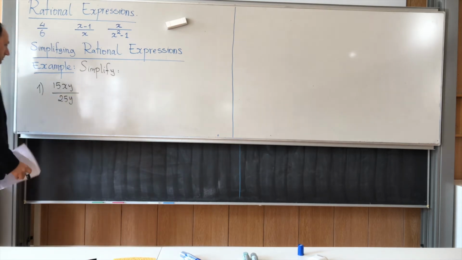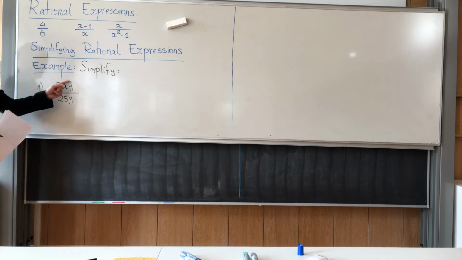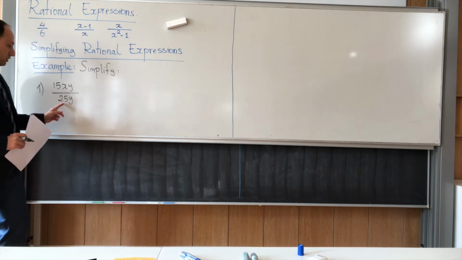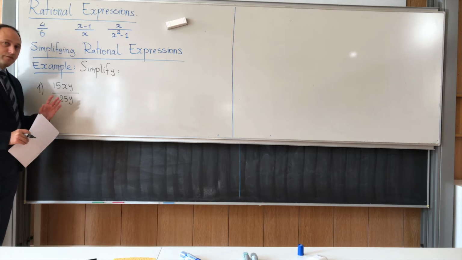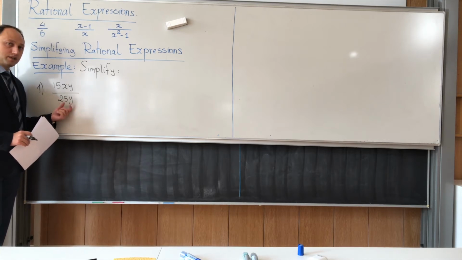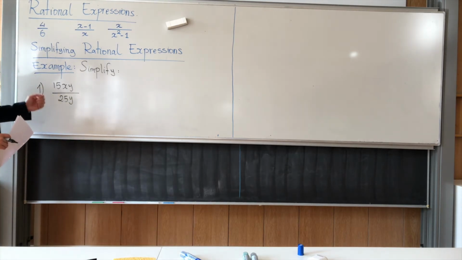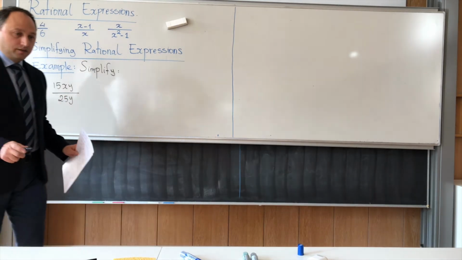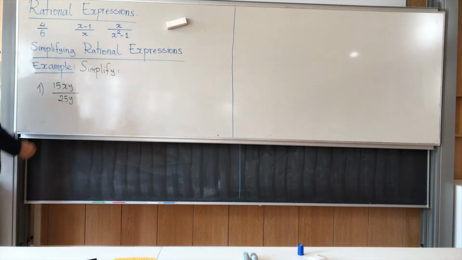25y. So the first step: is it a rational expression? Yes, the numerator is a polynomial in two variables x and y. The denominator is also a polynomial, only in one variable y. This expression is defined everywhere except where this denominator is 0. It means that I am not allowed to choose y equal to 0.